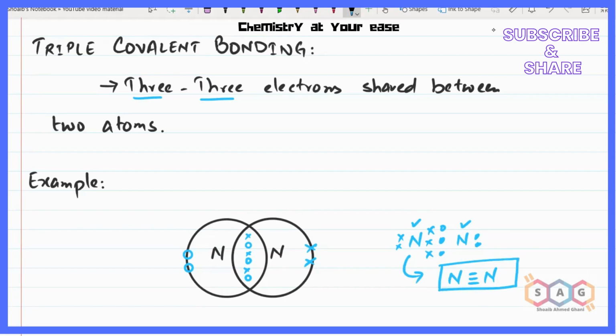We're not going to call this triple covalent bond three single lines. Why? Because one nitrogen shares its three electrons with the other nitrogen atom's three electrons. So this type of bonding is known as a triple covalent bond, when one atom shares three electrons with another atom. Here the types of covalent bond are complete.